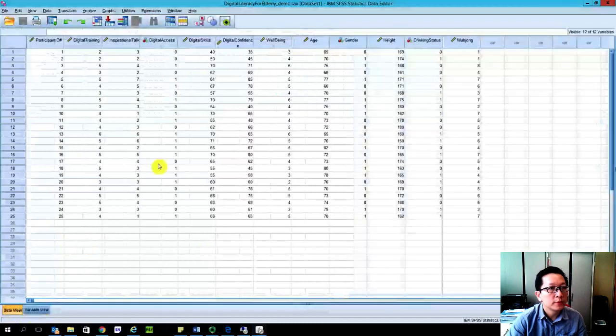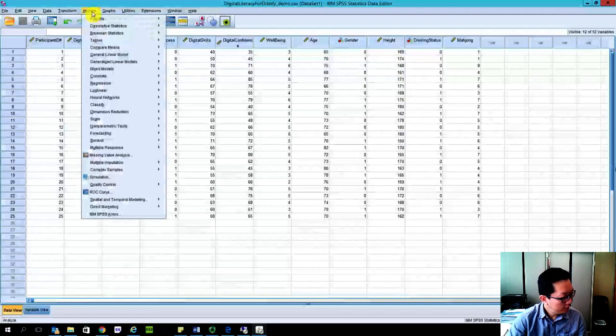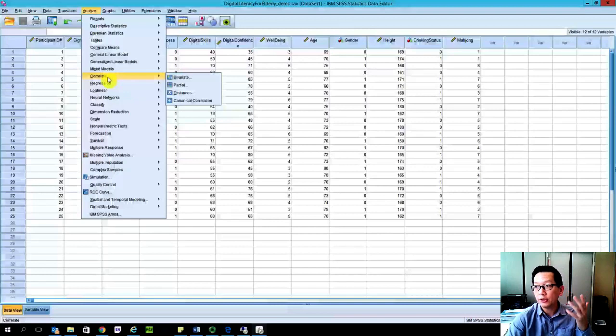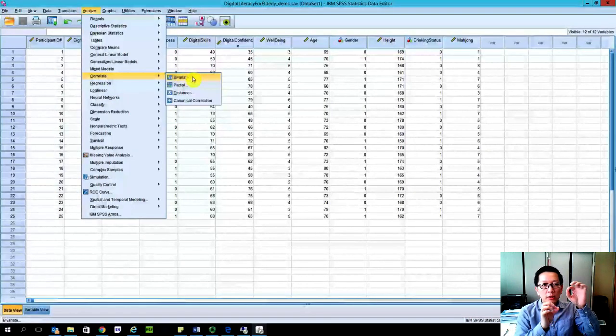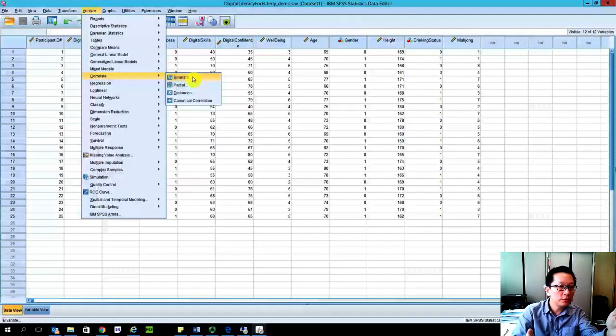Everything looks good. So how do I do correlation? It's very simple. You go to Analyze, you go to Correlate, which is correlation, and you go to Bivariate. What do you mean by bivariate? It means you want to see how many variables we have in this program evaluation. We have 11 variables, from digital training, how many times you joined the digital training, up to Mahjong. So we want to see the correlation among each of them, one by one.